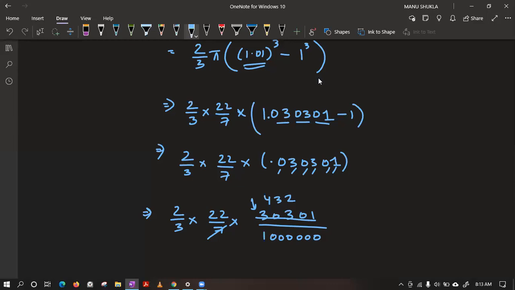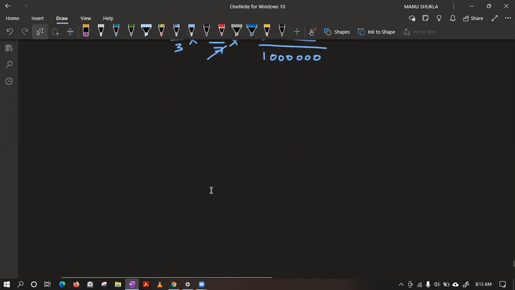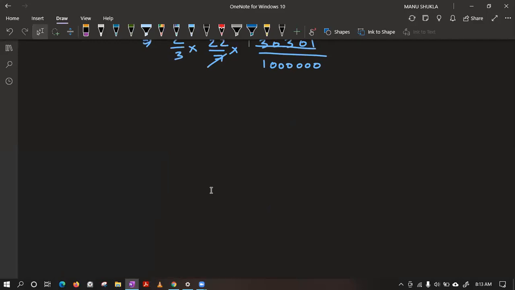3.86. Yes, the answer will come in decimals only. You just have to solve this further and then finally make the decimals and you'll get the answer. Okay, now let's take the next question. Question number 7 is: find the volume of a sphere whose surface area is 154. Easy question. You can find the radius from this and then find the volume.